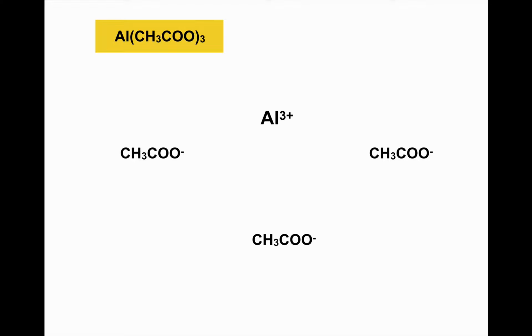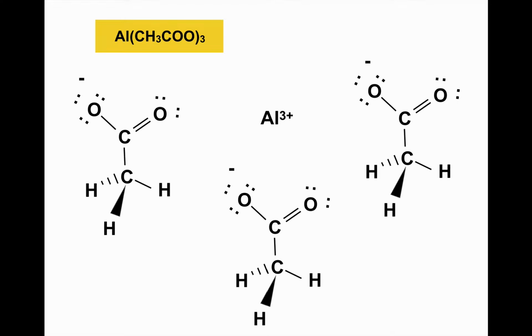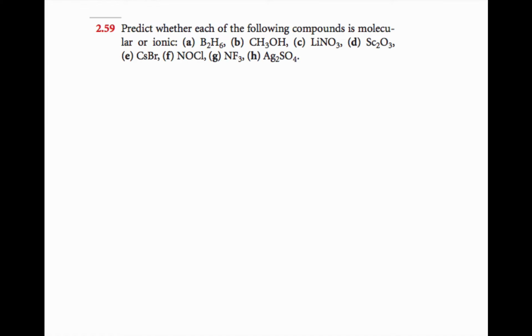So what is acetate? It's a molecule. It's a thing. This whole thing comes as a unit. So to show that I have multiples of this unit, I put the brackets and I put the subscript on the outside. So that's how you deal with polyatomic ions.